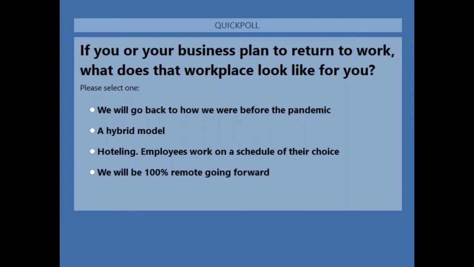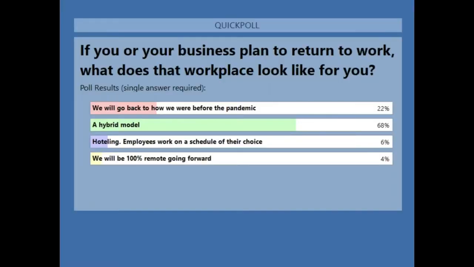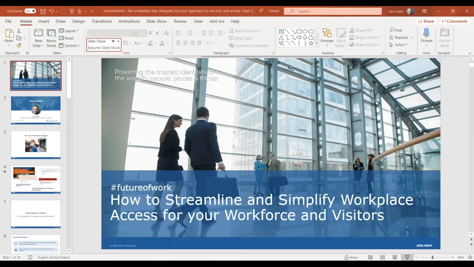Okay, so let's see. As you see on your screen there, a hybrid model, 68% there, nearly 3/4, followed by 22% who will go back to how we were before the pandemic, and 6% and 4% for hoteling and going 100% remote. So it looks like the hybrid's really a leader there. Thank you very much, and back to you, Ian. Yeah, wonderful. Yeah, thanks everyone for taking part in that poll.